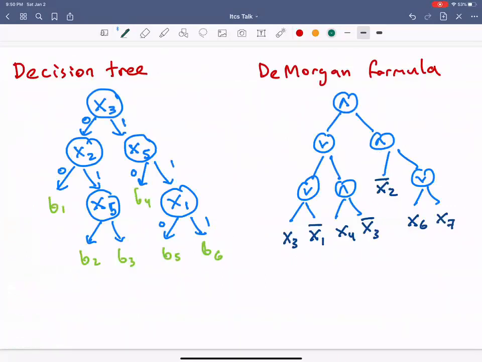I will also be discussing decision trees and De Morgan formulas. I assume everyone's familiar. Here are some pictures.